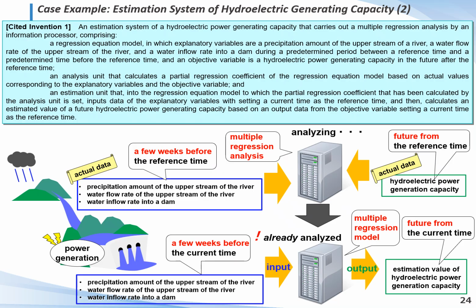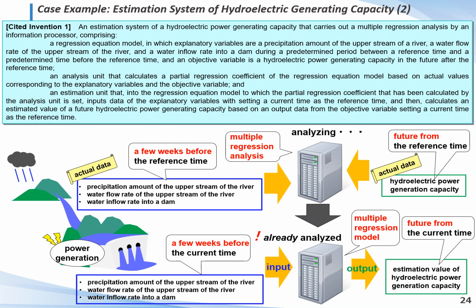Next, cited invention 1 will be explained. This is an estimation system of a hydroelectric power generating capacity of a dam that carries out a multiple regression analysis by an information processor. The system comprises a regression equation model, in which explanatory variables are a precipitation amount of the upper stream of a river, a water flow rate of the upper stream of the river, and a water inflow rate into a dam during a predetermined period between a reference time and a predetermined time before the reference time, and an objective variable is a hydroelectric power generating capacity in the future after the reference time.